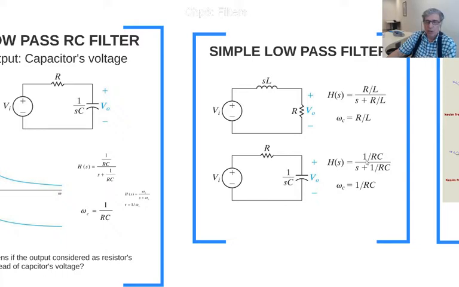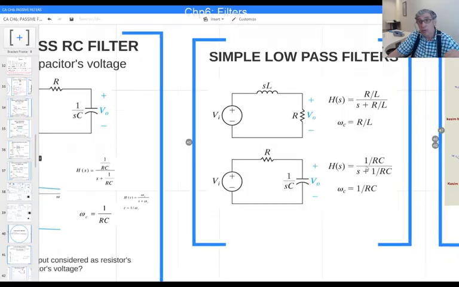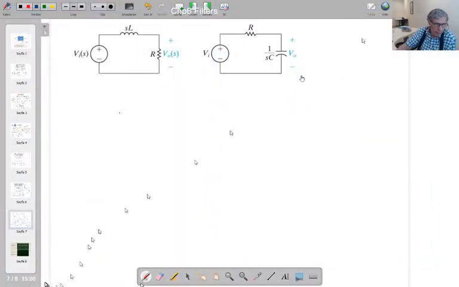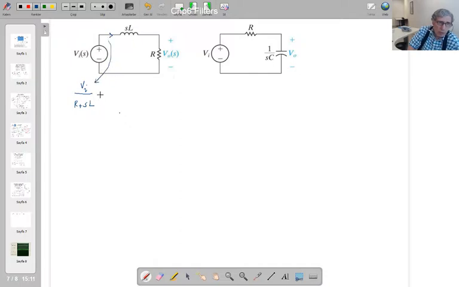Let's calculate these transfer functions and cutoff frequency on the open board. So let's move to this open board. Here we are. We are going to calculate now the transfer function of this circuit. These are connected in series. So Vi over R plus SL gives me that current. If you multiply that current with R, we get V out.